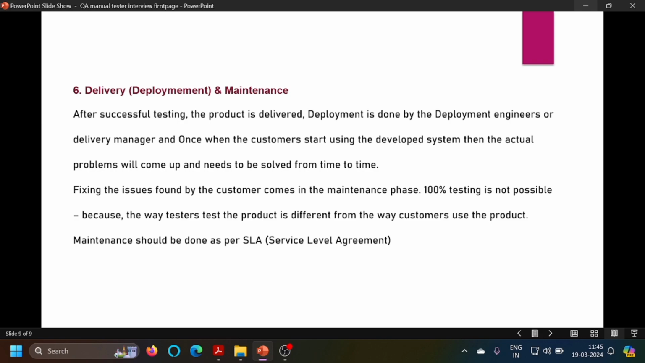And in the next video, in the third part, we are going to understand the software testing life cycle. This is basically also a most important question.